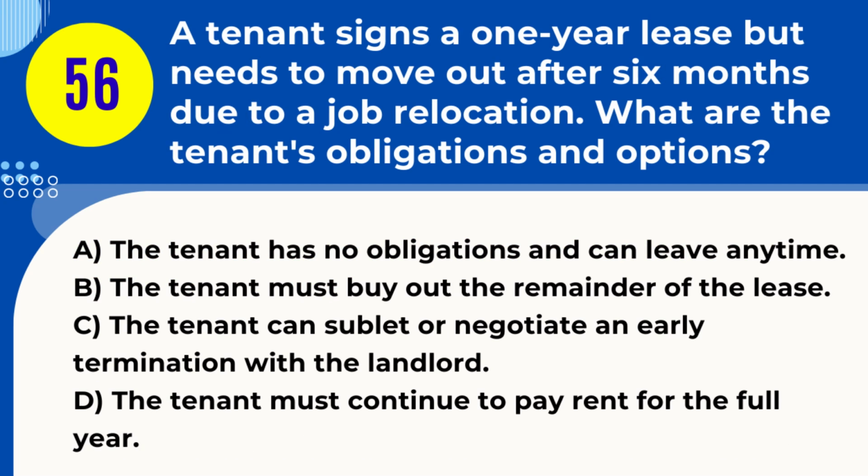Question 56. A tenant signs a 1-year lease but needs to move out after 6 months due to a job relocation. What are the tenant's obligations and options? A. The tenant has no obligations and can leave any time. B. The tenant must buy out the remainder of the lease. C. The tenant can sublet or negotiate an early termination with the landlord. D. The tenant must continue to pay rent for the full year.